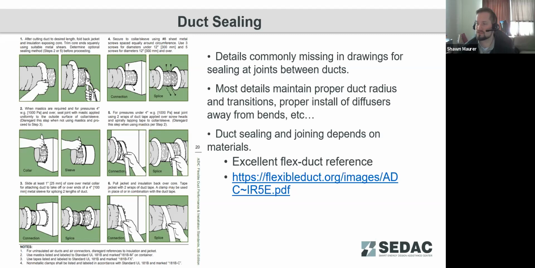It would probably be beneficial, since duct sealing is required for all ductwork systems now, to have just a few details added into your plan drawings to ensure that that ductwork system is going to be properly sealed and properly insulated. We've included here just an example from a flex duct assembly manual showing different ways to connect the flex duct together and ensure that not only is that going to be properly airtight and sealed, but that that joint is also going to last for the life of that home.